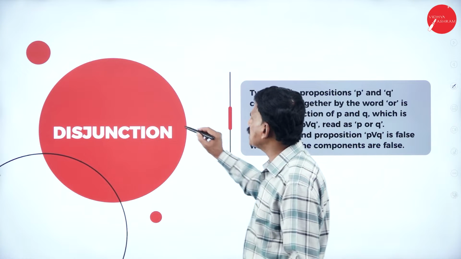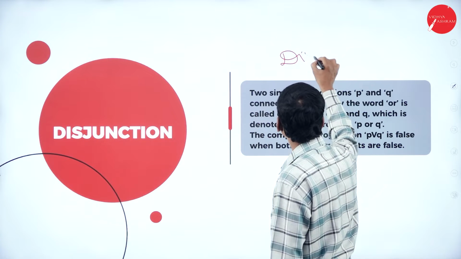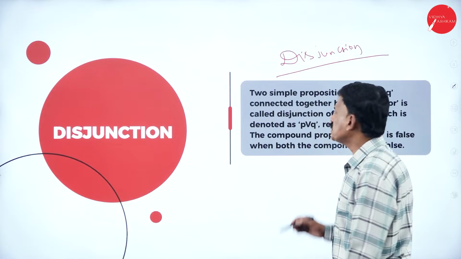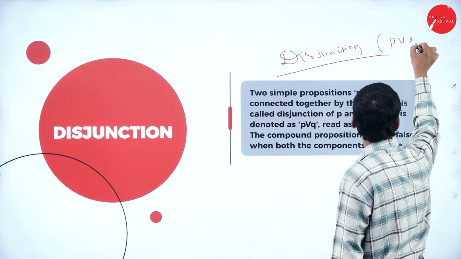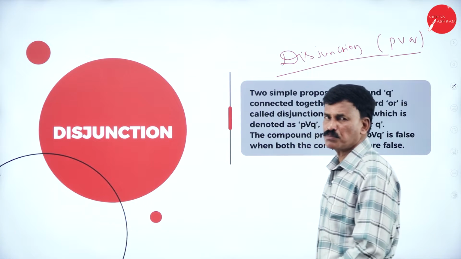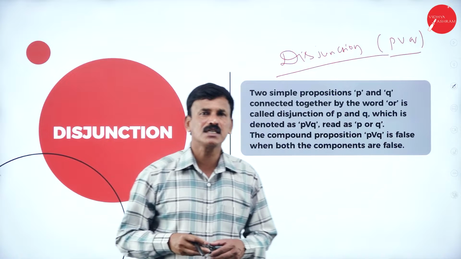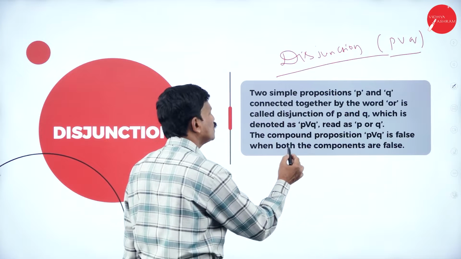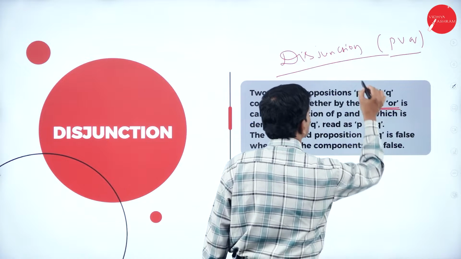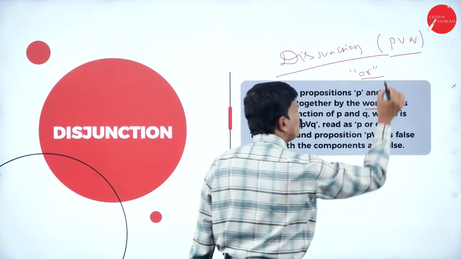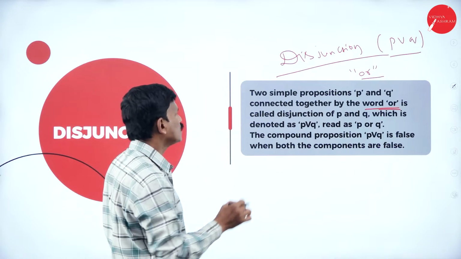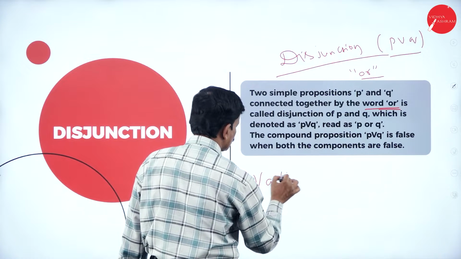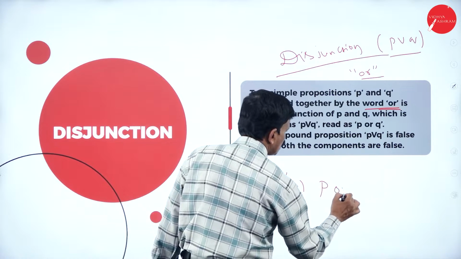The second one is the disjunction. Disjunction is denoted as P ∨ Q. If P and Q are any two simple propositions, then the disjunction is denoted as P ∨ Q. Two simple propositions P and Q connected together by the word "or", P or Q, is called the disjunction of P and Q. The disjunction of P and Q is denoted as P ∨ Q, which is nothing but P or Q.